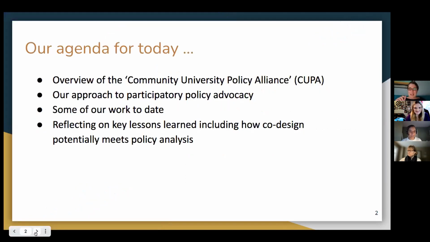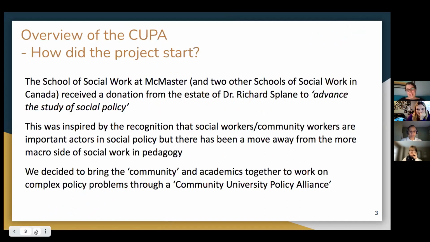So here's what we plan to do: provide you with an overview of our project. We will talk about our approach to participatory policy advocacy. We'll talk about some of the things that we've actually accomplished through the project to date. And then I think we have 6 or 7 key lessons that we want to offer to you as a way of inspiring maybe some conversation with you, your own reflections as you hear us talk about this work. So we'll move to the next slide.